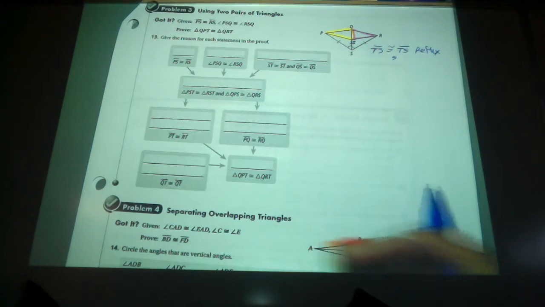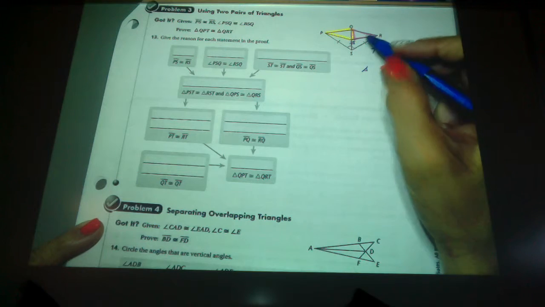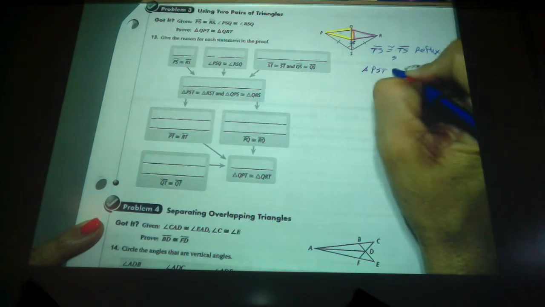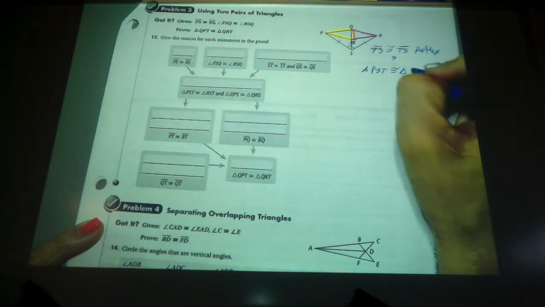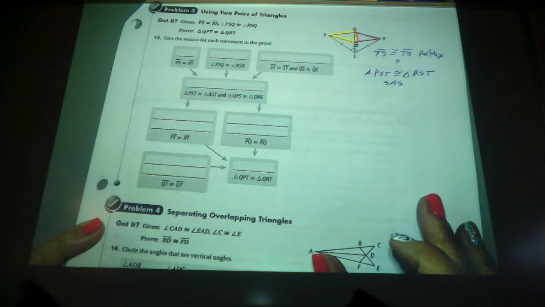Yep, that's included angle. So then you could prove triangle PST is congruent to triangle RST by SAS. So we could do that. How does that gain me any information?